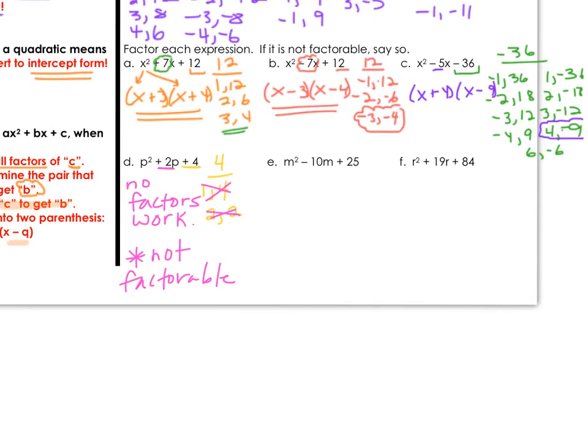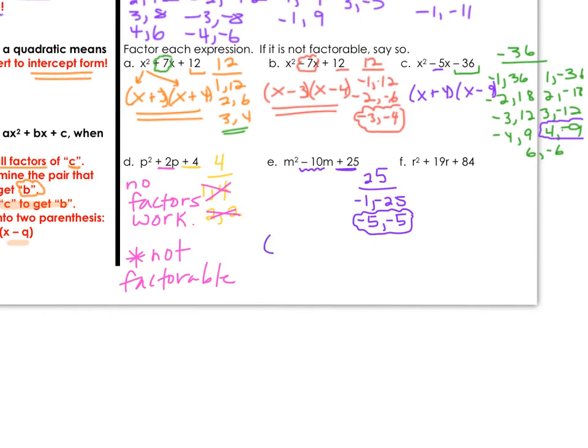All right, let's try the next one. M squared minus 10m plus 25. So now we want to multiply to get +25, but add to get -10 in the middle. That means both of our factors are going to have to be negative. All right, what goes into 25? Let's see, -1 times -25. How about -5 times -5? Look at that. -5 times -5 would be positive when you multiply, and when you add them, you'd get -10 for that b value in the middle.